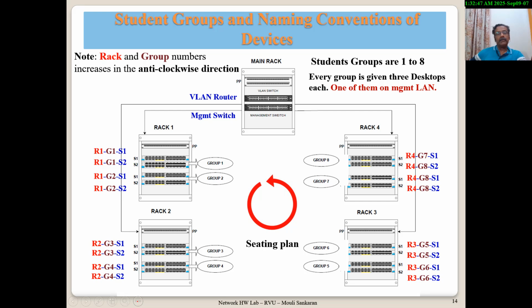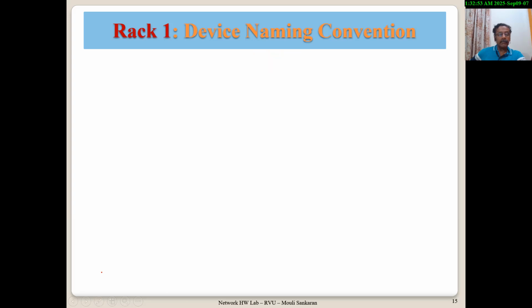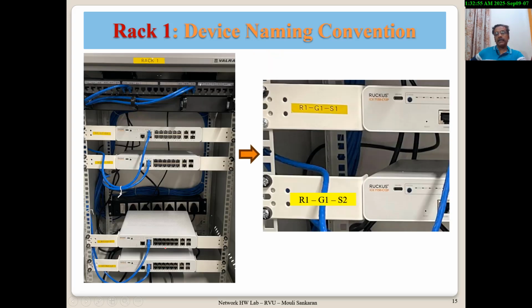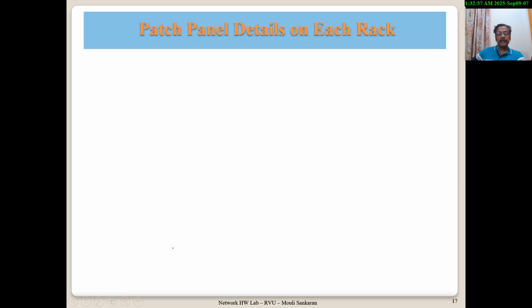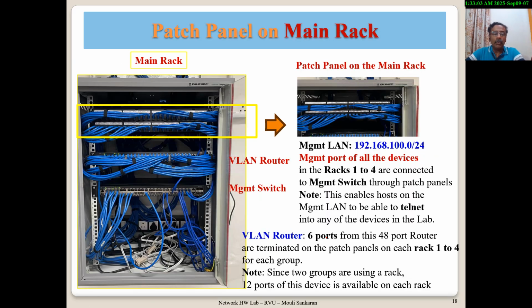Now this is the naming of these devices. Let me explain the patch panel a little bit more. This is the main rack. You are not going to be operating this; maybe you will only see this picture. I told you that there are two devices: this is a management switch which is down, and at the top is a VLAN router. We will not worry about it right now.